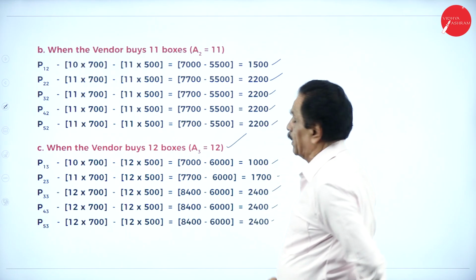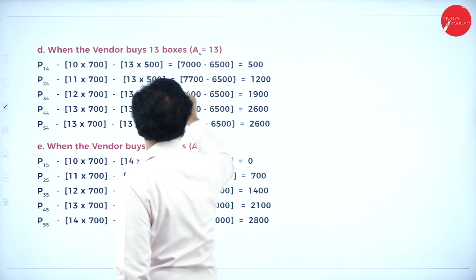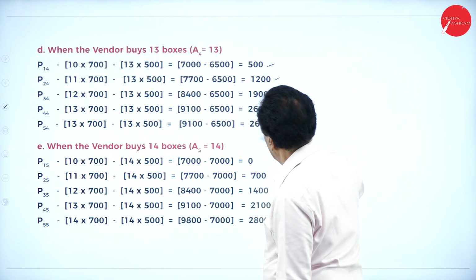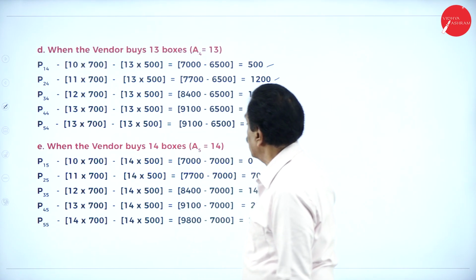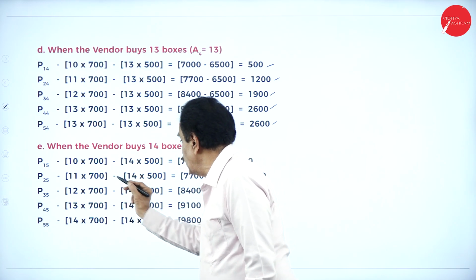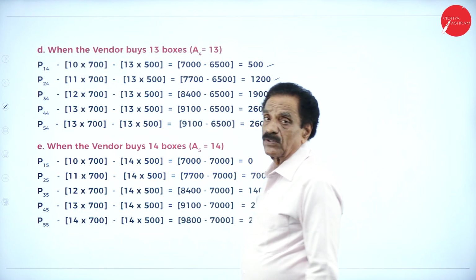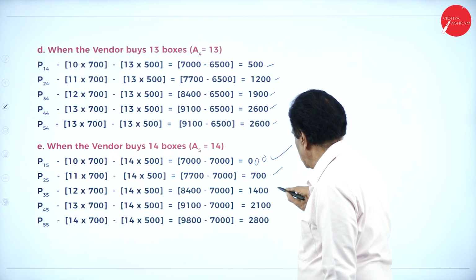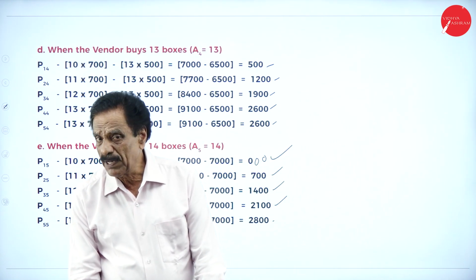This goes to 12. Then when it went to A4, 10 into 700, 13 into 500, 1200, 1900, 2600, 2600. When they enter 14 boxes, last one, 10 into 700, 11 into 700, 13 into 700, 14 into 700. It comes to 0, 700, 1400, 2100, 2800. So first you have to multiply like this.